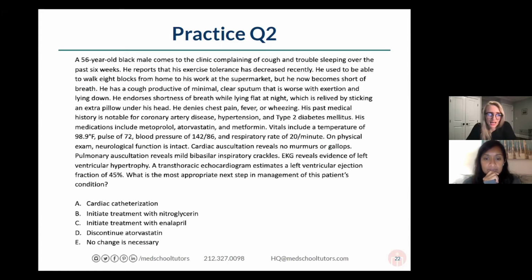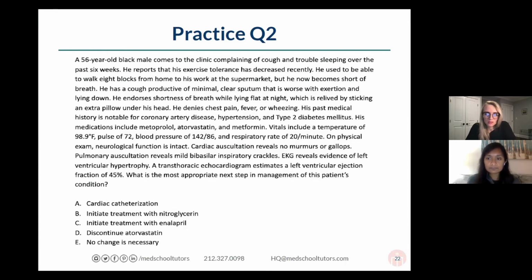Okay, cardiac cath, nitroglycerin, enalapril, statin, no change. Okay, so this is a management question. Probably something related with the heart, right? We're looking at ACE inhibitors, nitro, cardiac cath, statin. Okay, so I'm going to be paying special attention then to how bad this person's most likely heart condition is.